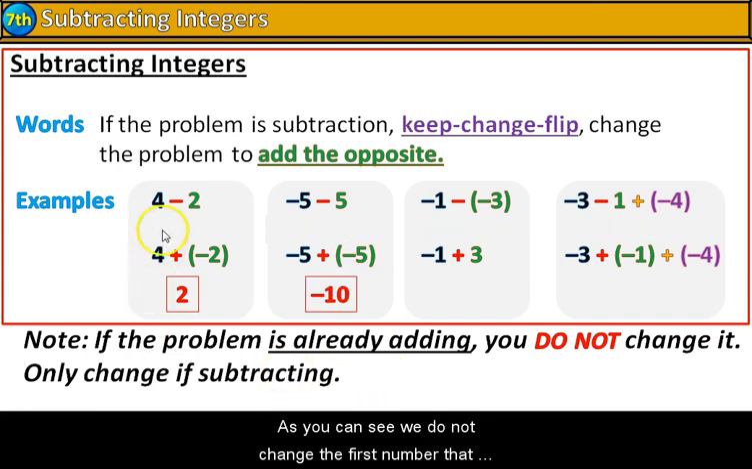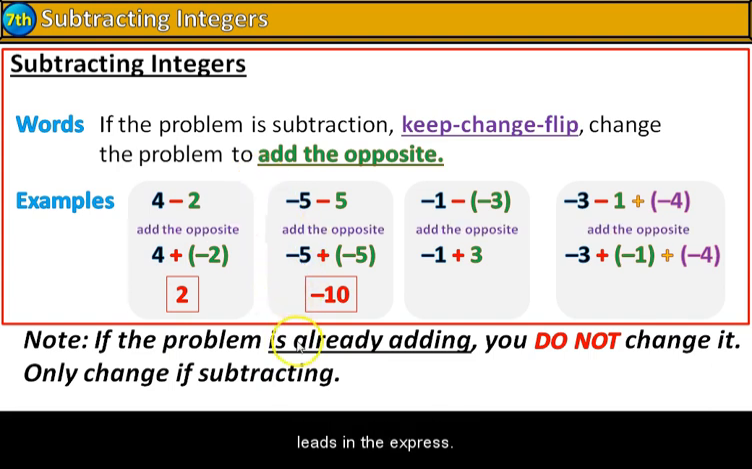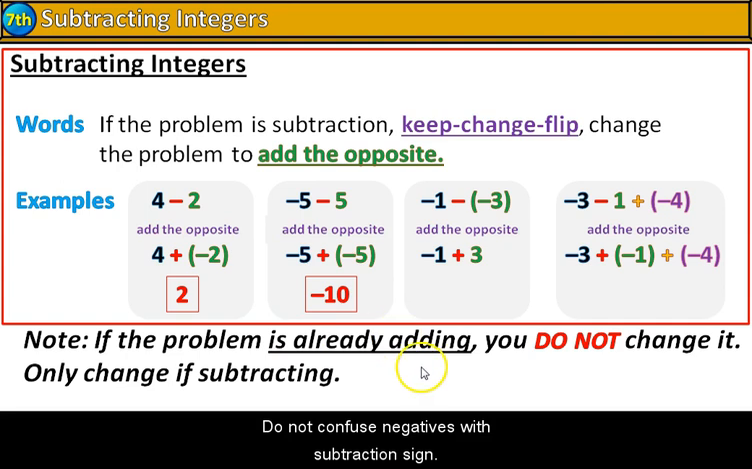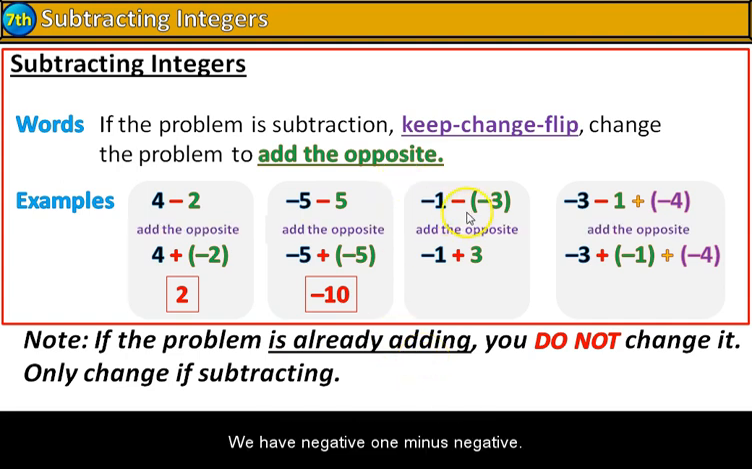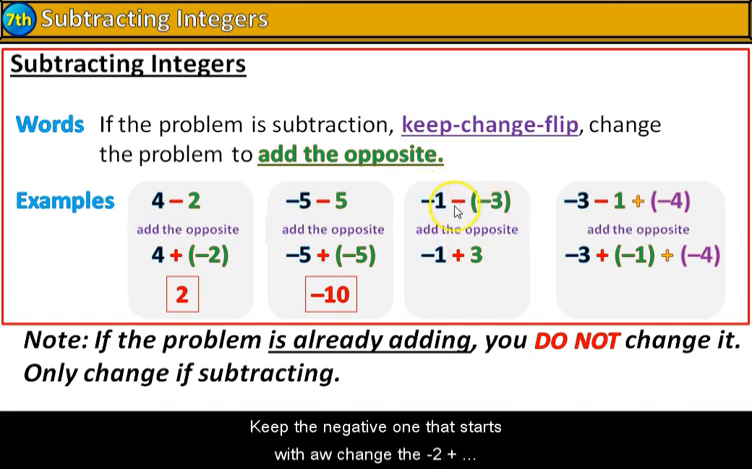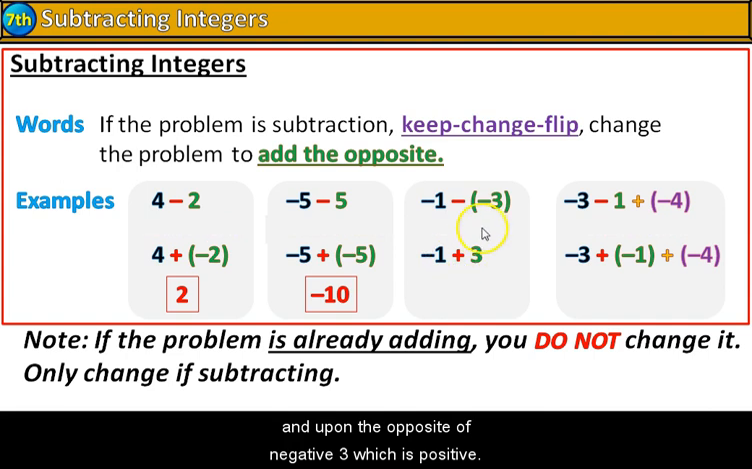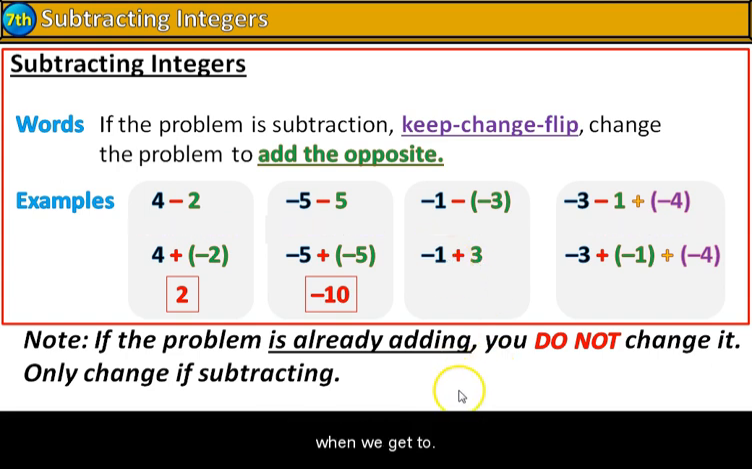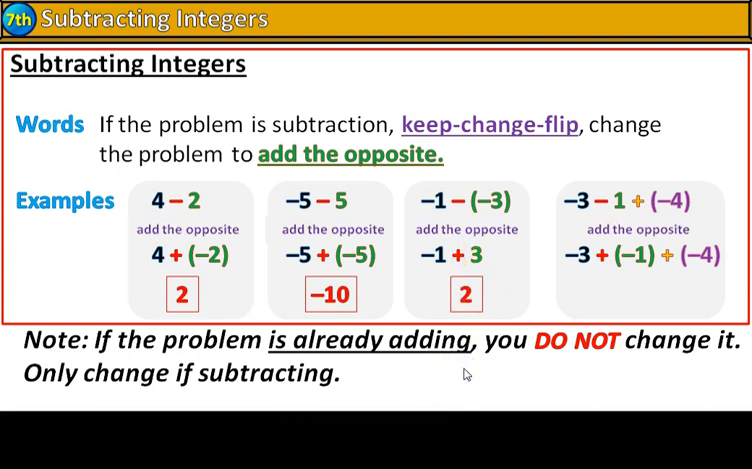As you can see, we do not change the first number that leads in the expression. And do not confuse negatives with subtraction signs. In the third example, we have -1 minus -3. Keep the -1 that starts it off, change the minus to plus, and then find the opposite of -3, which is +3. Using the adding rules for integers with different signs, subtract 3 minus 1, and we get 2, and it is more positive, so it's going to be +2.